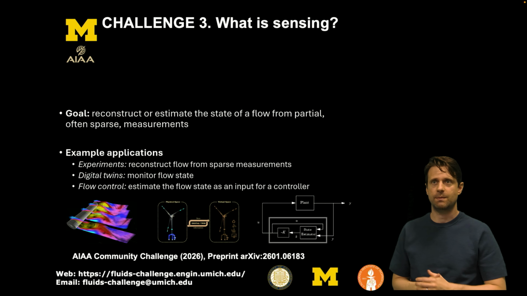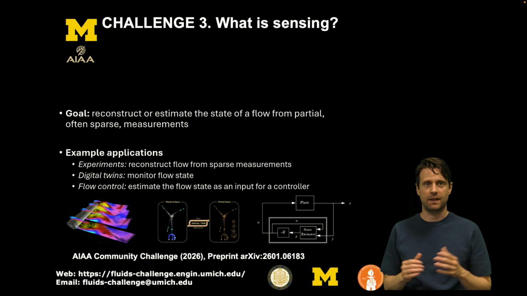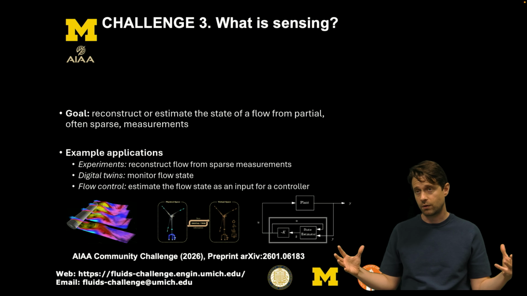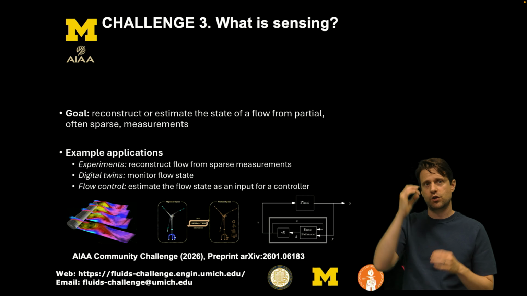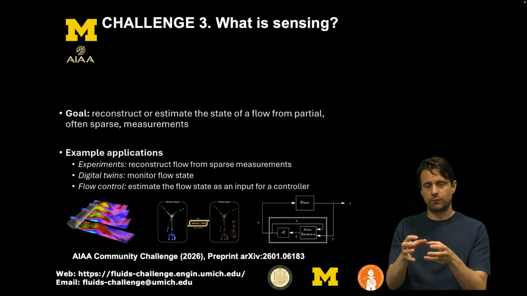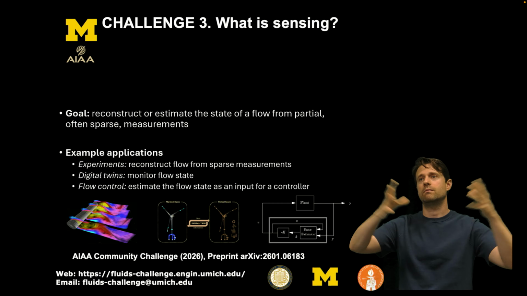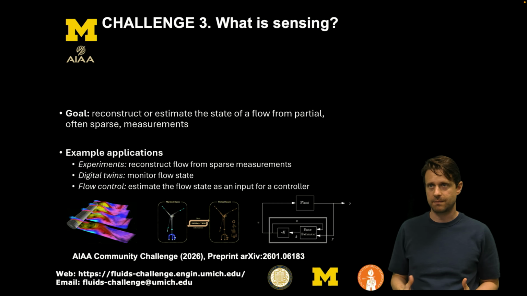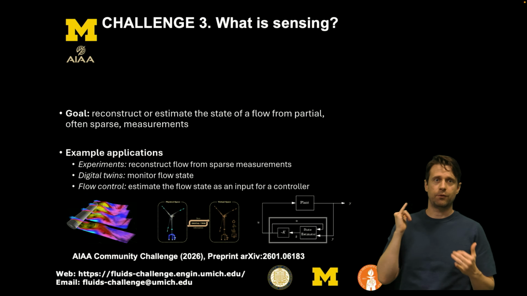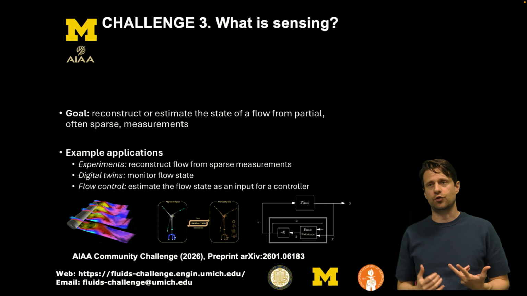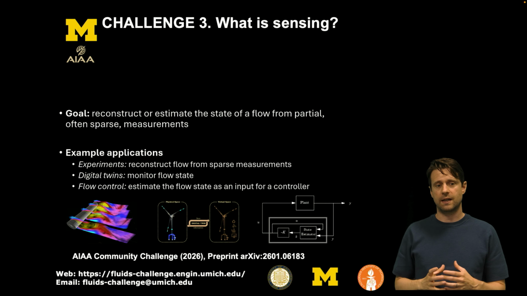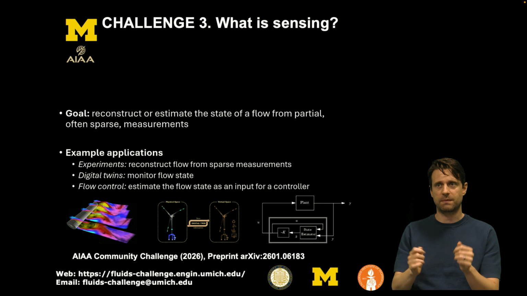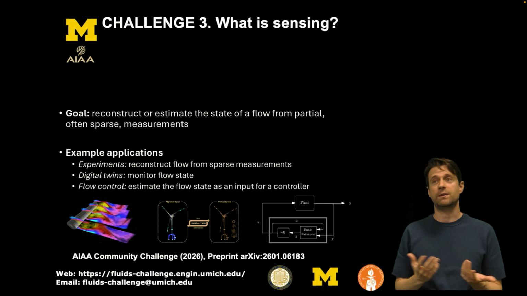And challenge number 3 has to do with sensing. The goal here is to reconstruct the state of the whole flow or part of the flow from partial measurements. So basically, can I measure somewhere, and based on those measurements, can I predict the flow in other places or everywhere else in principle? Of course, this is helpful for experiments, digital twins, and flow control. So being able to estimate the state of my system, being able to fill in the gaps of what I cannot measure in the experiment is always very helpful.